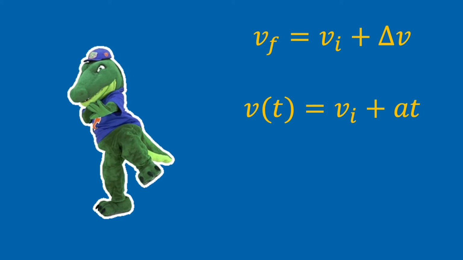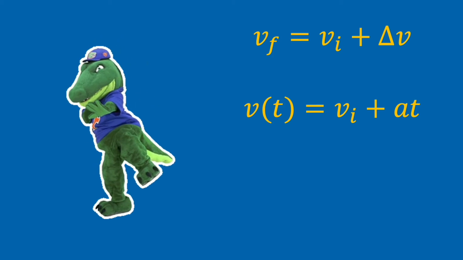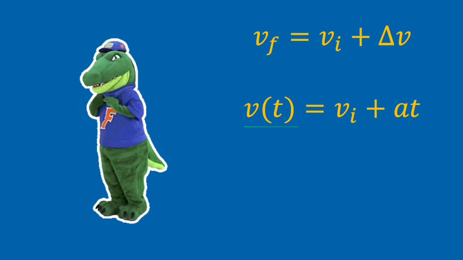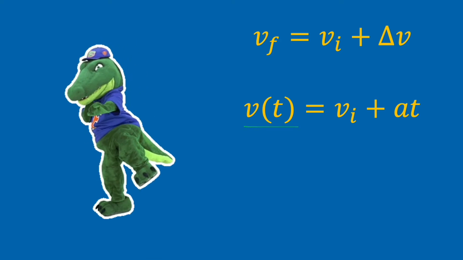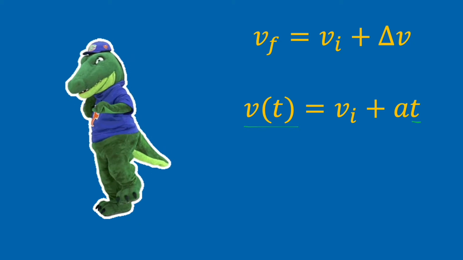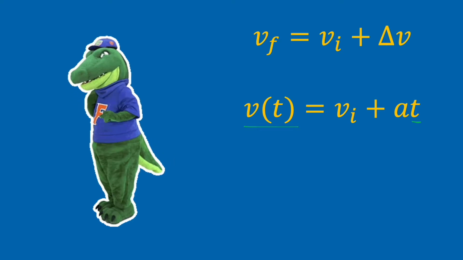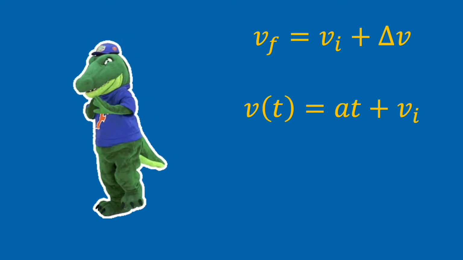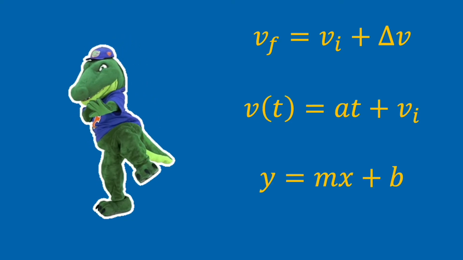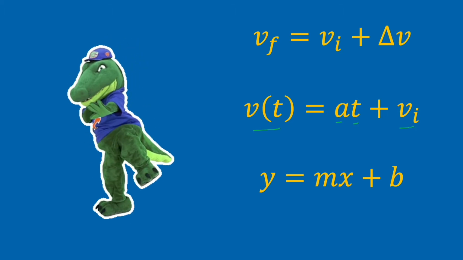And there it is a little bit differently. This is just saying, instead of saying final velocity, it's saying V of t, which is the velocity at a certain time, is the initial velocity plus AT. And what I have here is an equation in slope-intercept form. So y equals mx plus b.